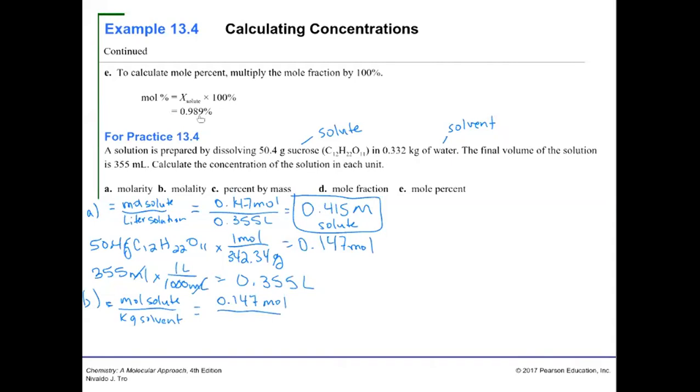And we need to divide that by the kilograms of solvent, which was not given directly. Oh yeah, it is 0.332 kilograms of water, so that was given. We don't even need to calculate that, because water is our solvent. So that gives us 0.443, and this is where I try to make that M look a little extra fancy because it's for molality.